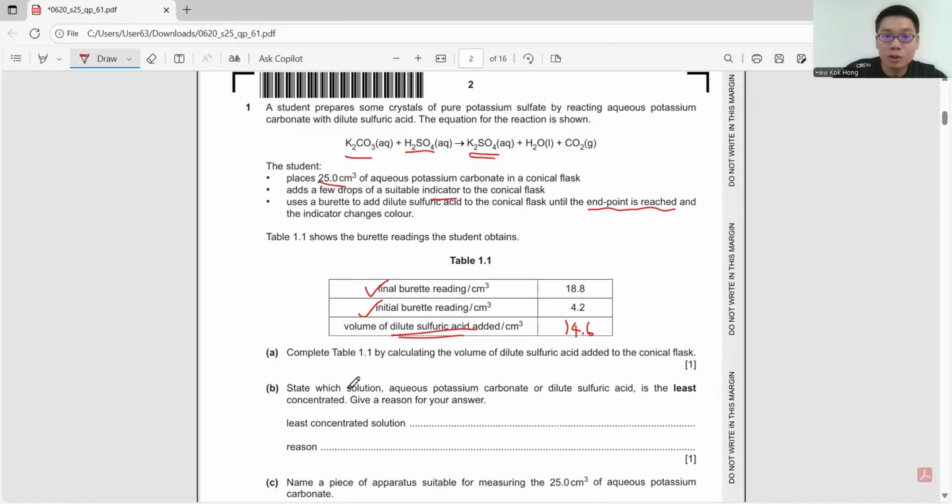Part B, state which solution, potassium carbonate or dilute sulfuric acid, is least concentrated. So we refer back to the equation, which tells us the number of moles is 1 to 1. According to this, we use 25 cm cube of this, while for this we use 14.6 cm cube. This is a larger volume, so that's why it is less concentrated. So the least concentrated solution would be potassium carbonate, and the reason is because it uses a larger volume.